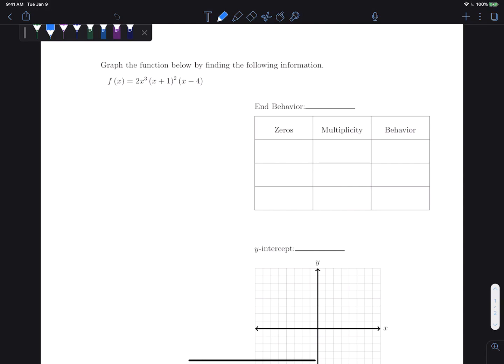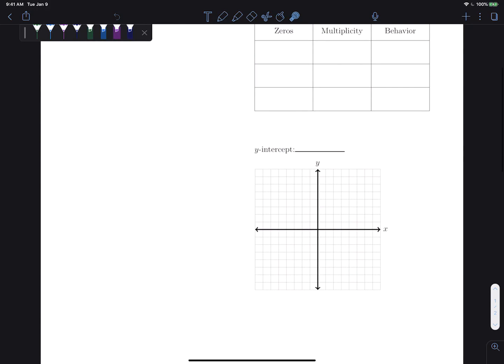Hello. In this video, we're going to graph the function by finding the following information. We want to find the end behavior, the zeros, their multiplicity at those zeros, and the behavior at those zeros. Then we're going to find the y-intercept and plot all of it together.